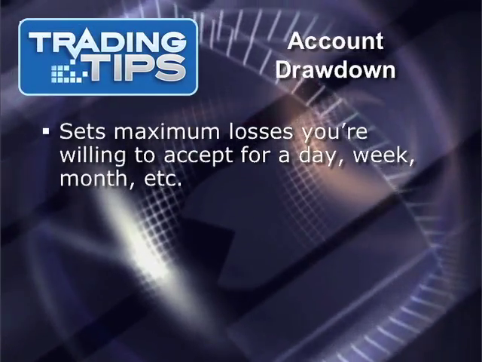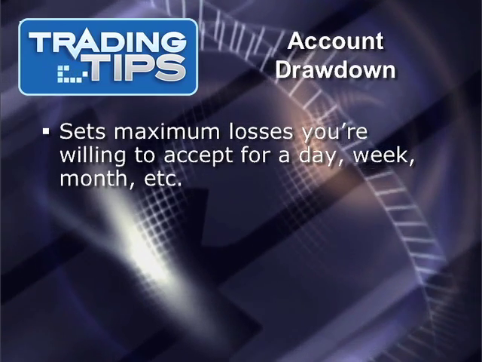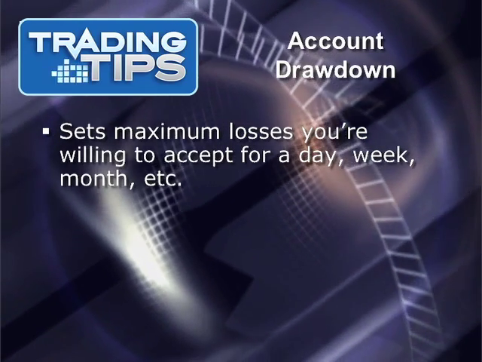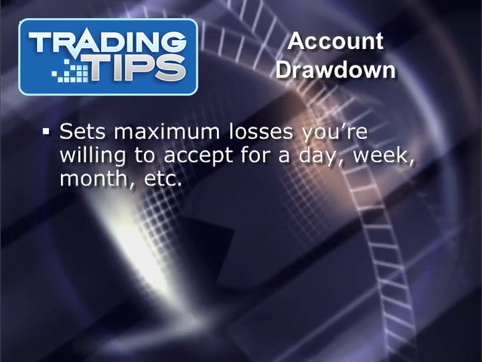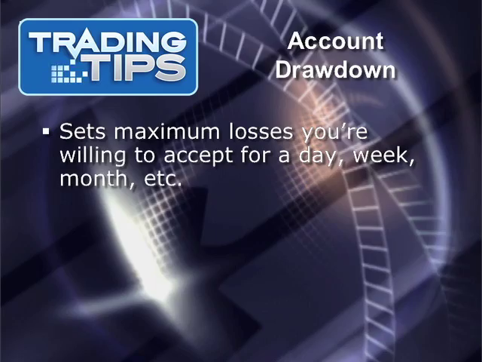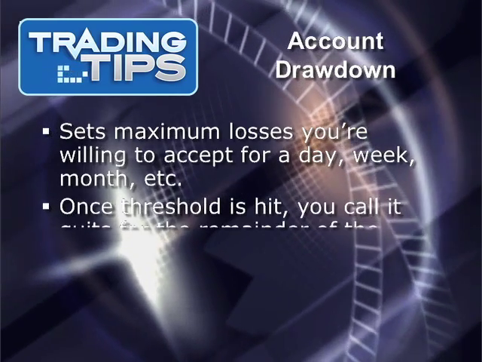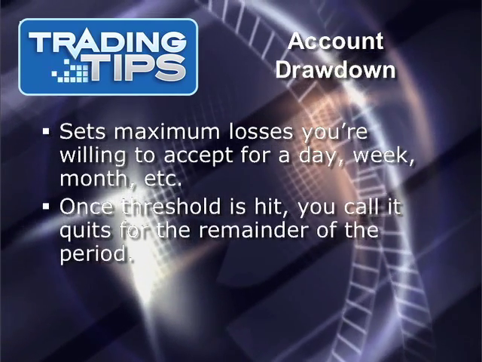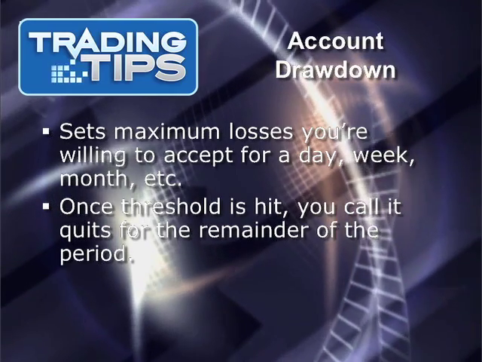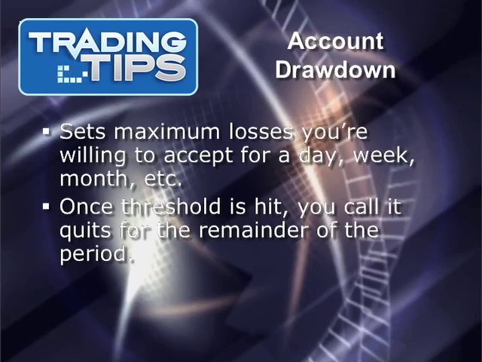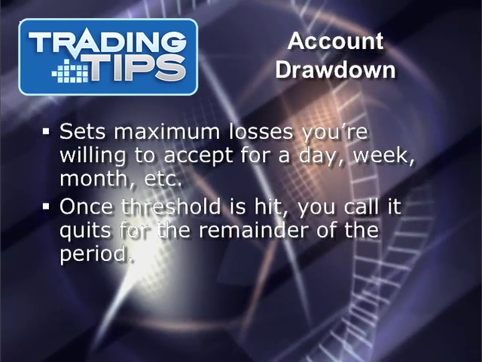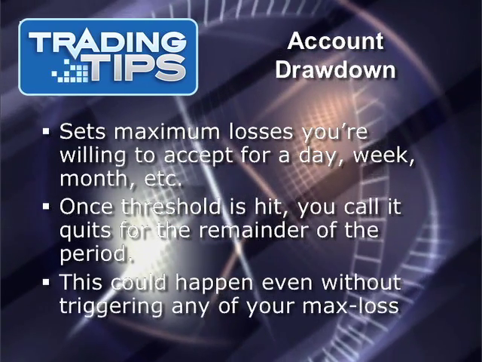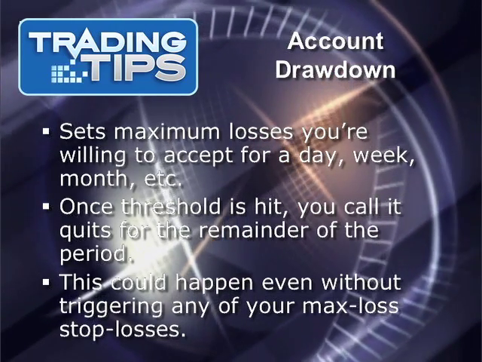Maximum loss is only one part of money management, though. An equally important concept is that of account drawdown. Whereas maximum risk deals with the most you're willing to lose on a single trade, account drawdown sets the maximum you're willing to lose in a single day or week, month, etc. Once that threshold has been hit, you fold up your tent and call it quits for the rest of the period in question. This could happen even without triggering any of your max loss stop losses.